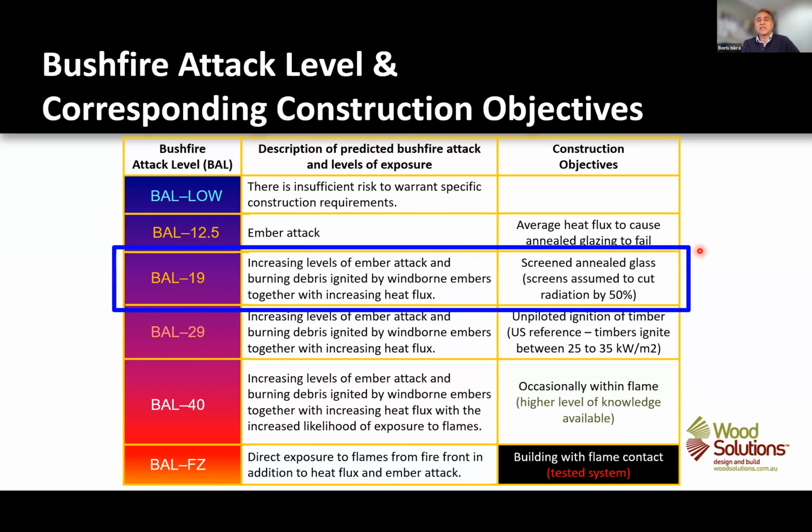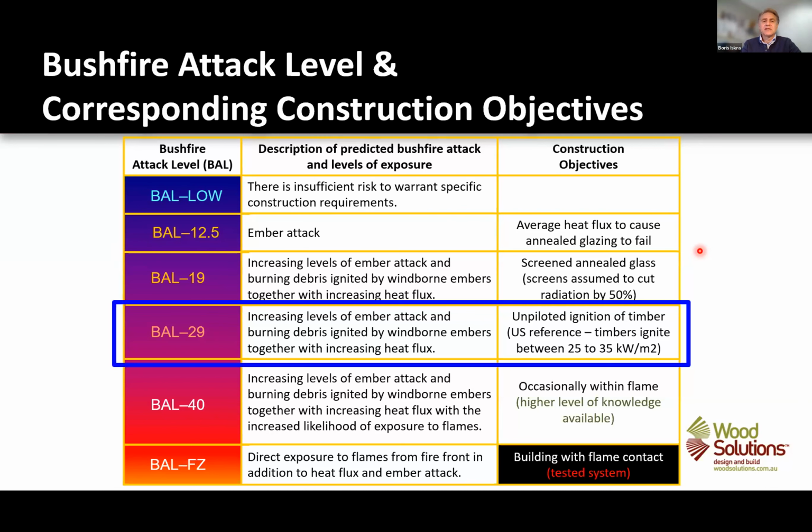So then the BAL 29 is obviously an increase in radiant heat, and the key objective there is we start to utilise some sort of screens over that glazing, the annealed glass, to provide some additional level of protection. And this is, I suppose, one of the key ways that those bushfire attack levels were developed. BAL 29 is one of the key levels where timber can achieve performance under the bushfire standard. It's basically viewed as having this 29 kilowatts a square metre on the timber, and the timber over time will then self-ignite under that radiant heat condition.